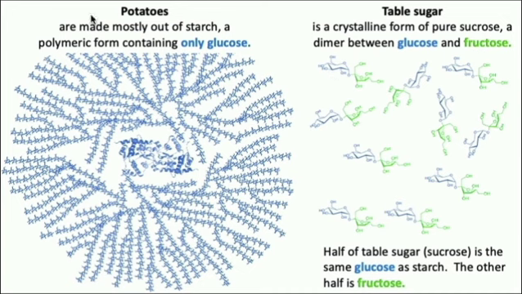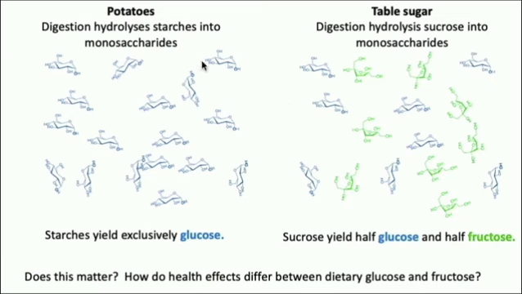Therefore, if you eat a baked potato, that starch will rapidly be digested, and in your intestine, you will have a massive amount of only glucose monomers. However, if you take in the disaccharide of table sugar, it also is digested very rapidly, and in your intestine you will have a very different mixture. Half of it will be the same glucose as you get with a potato, but importantly, the other half of this will be fructose, which is actually harmful.